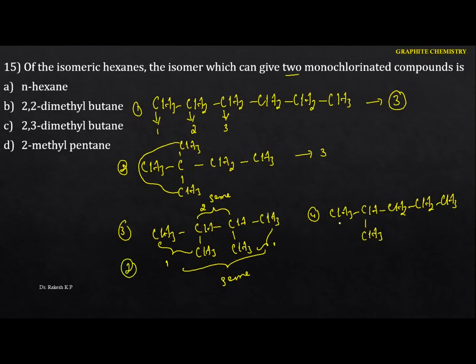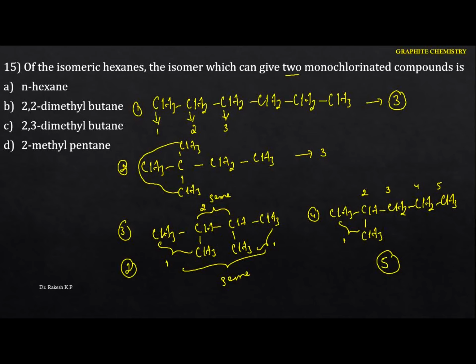But come to here. So this gives you the same product here. This will be the second. This will be the third. This will be the fourth. This will be the fifth. We can identify 5 monochlorinated compounds in this one. But our intention is to identify the 2. But in this case we can identify the 2 monochlorinated product.